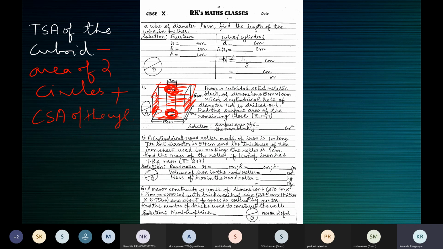If you look inside this hole, you will see that the CSA of the cylinder is not painted. Paint that also. When you paint that, the entire block is painted. There will be no surface unpainted. The question is not about painting, but whenever it is surface area, just imagine you have to paint the solid.